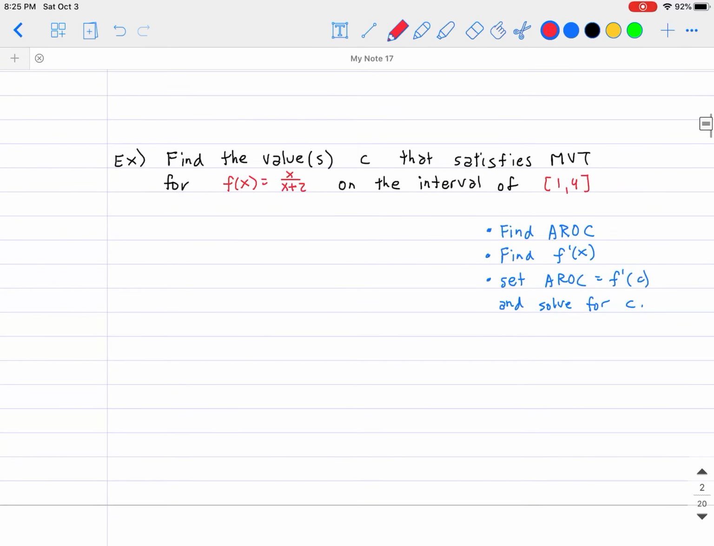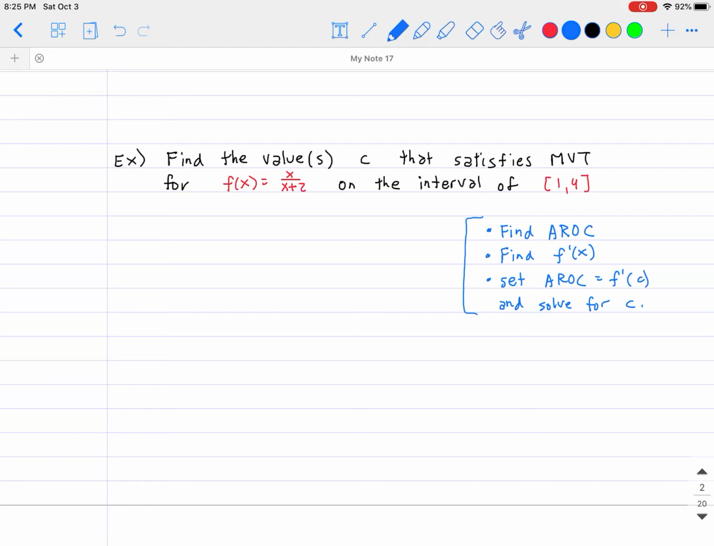All right, so now let's apply this to some problems just to see how this actually works out. Here's an example. Find the value or values of c that satisfy the mean value theorem for f of x equals x divided by x plus 2 on the interval of 0 to 4. Now, you'll notice that on the right-hand side, I set up the procedure that we're supposed to do this problem with. First, I'm going to find the average rate of change from 1 to 4, because that's going to be my interval.